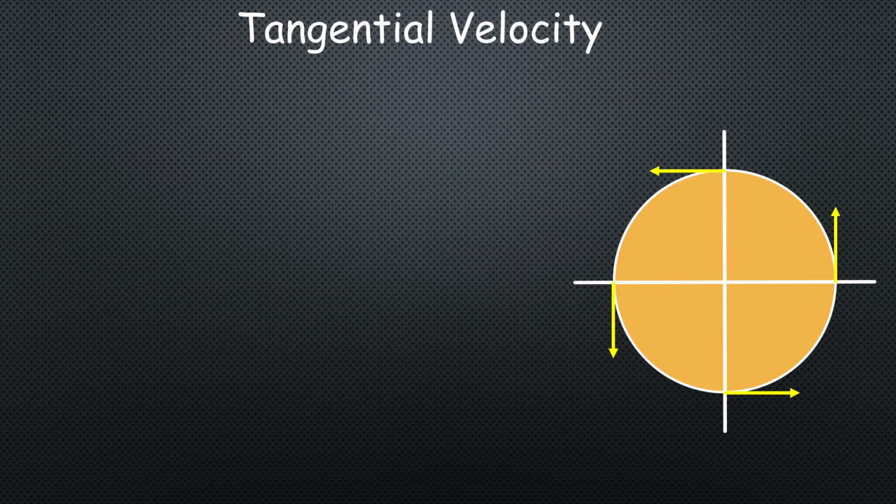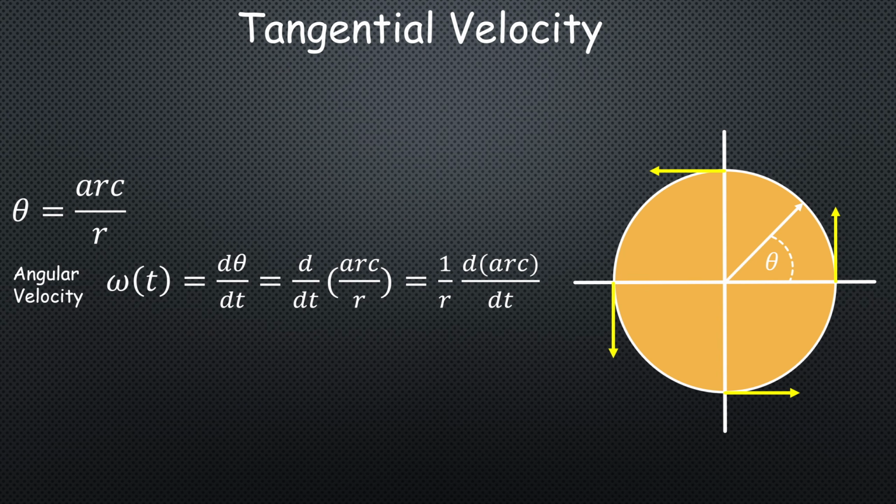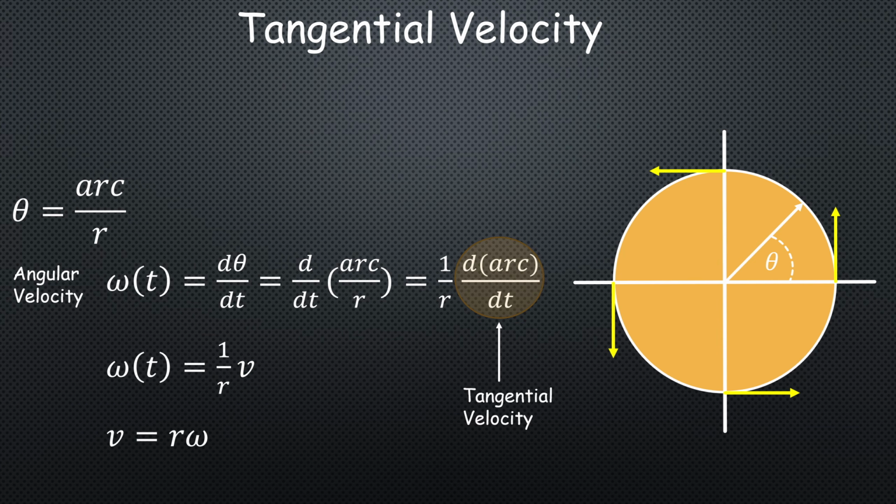The tangential velocity itself is a vector whose direction changes as the point travels around the center. Based on the definition of the radian, the derivative of theta with respect to time is actually the derivative of the ratio between the length of the arc and the radius with respect to time. The reciprocal of the radius is constant, so we can pull it out and get the following. The tangential velocity is defined to be the derivative of the length of the arc with respect to time. Let's call it v. The result is that v equals the radius times omega.